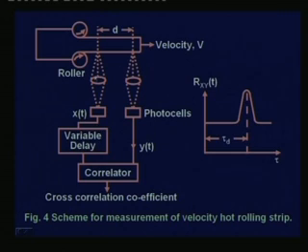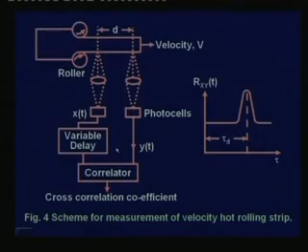We are assuming these two signals are the same type of signals, but they are not exactly the same, because they are coming from two different sources. So we have to make the cross correlation function of these two signals. This is the correlator, which makes the cross correlation of the two signals, y(t) and x(t), and the cross correlation coefficient we are getting here.